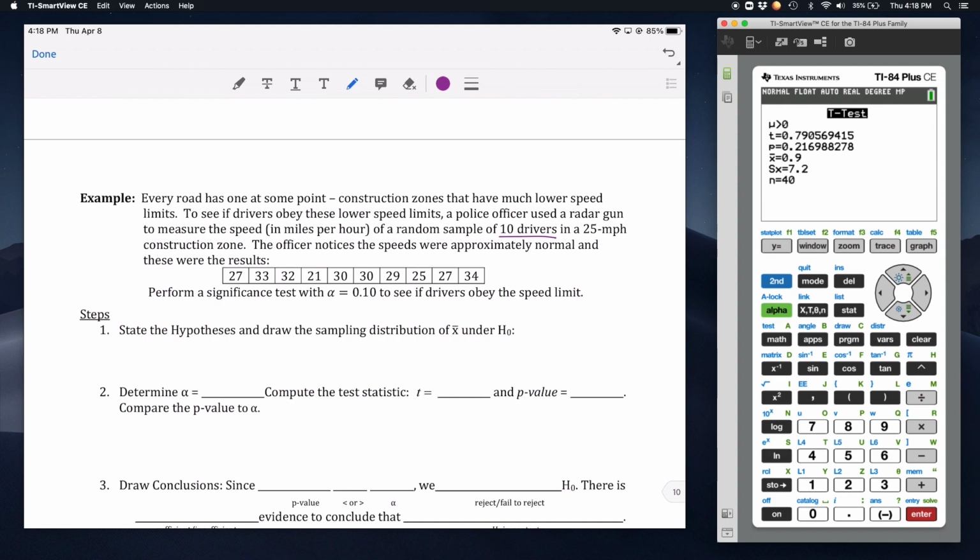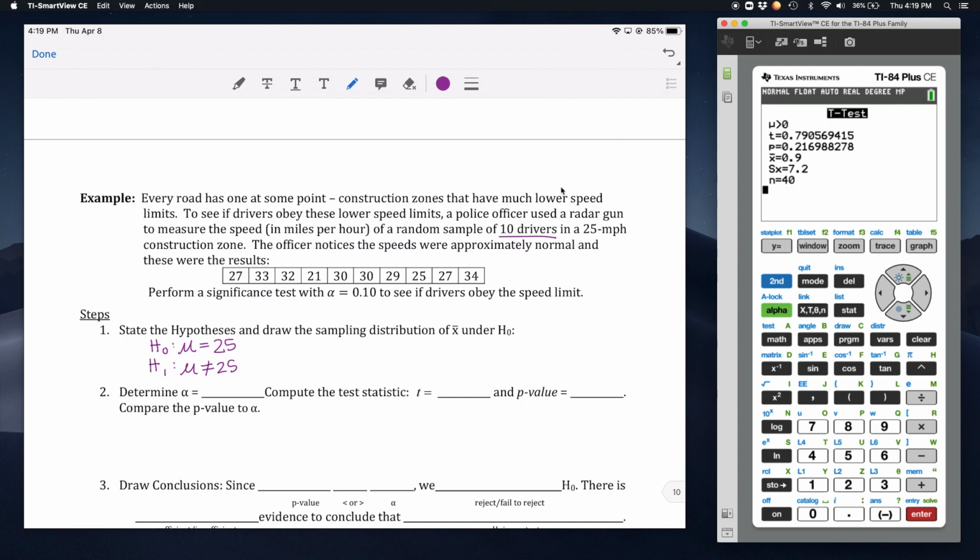Okay, we're going to perform a significance test with alpha equal to 0.10 to see if drivers obey the speed limit. So, our null hypothesis here is that mu equals 25 miles per hour. We just want to see if they obey the speed limit. You can take some different interpretations here, but I'm going to go with the fact that if you go too slow, it's obnoxious, and if you go too fast, it's obnoxious. So I'm going to go with mu is not equal to 25. However, I could also see an argument as to why you maybe want to do mu is greater than, etc.